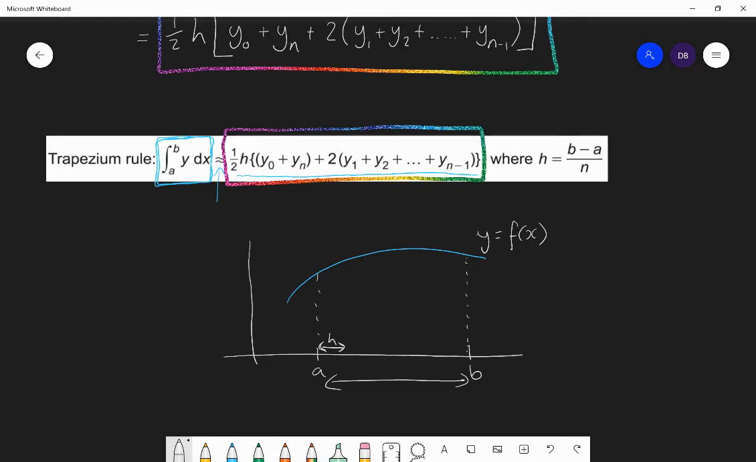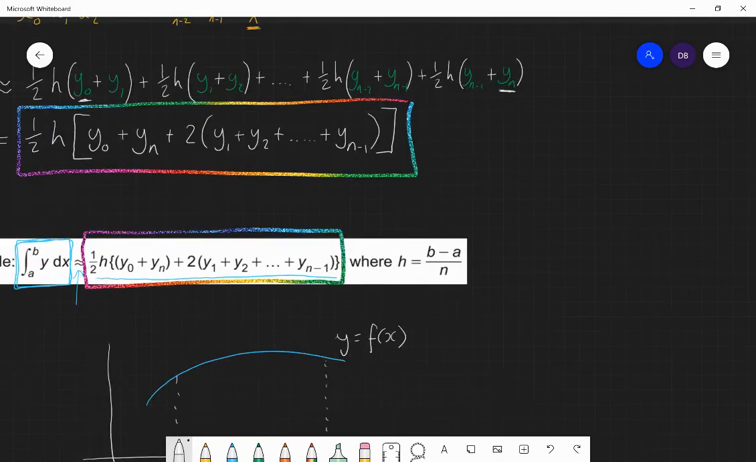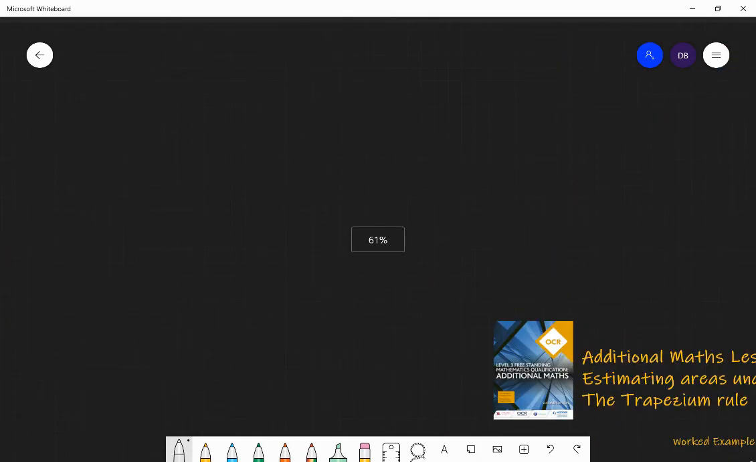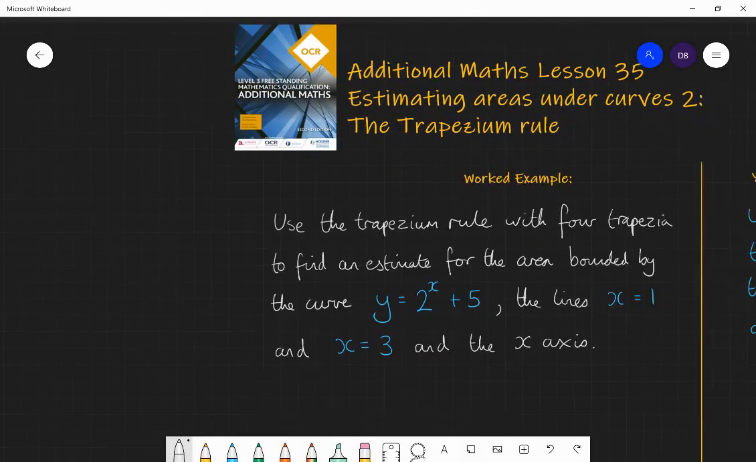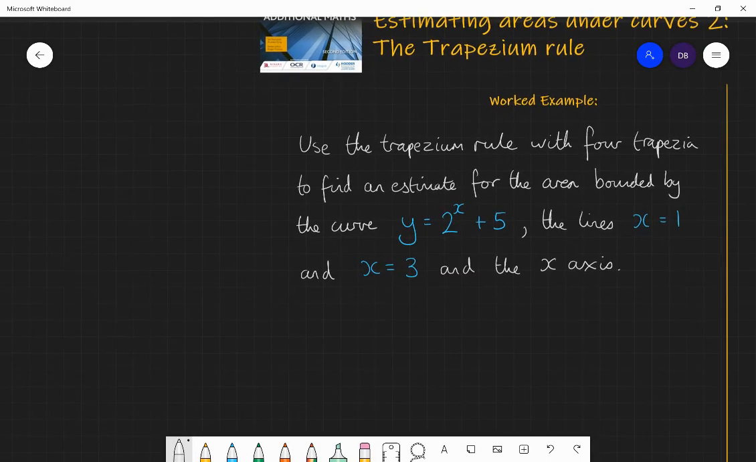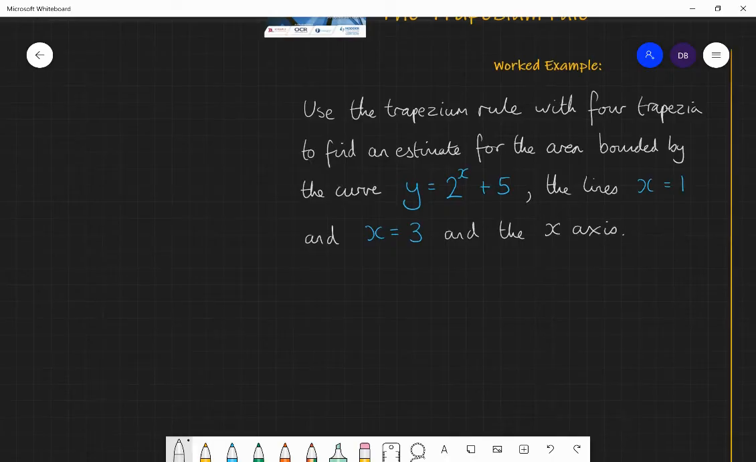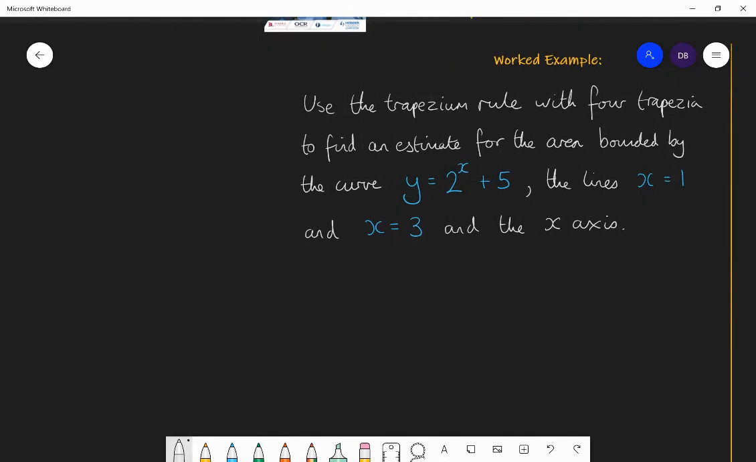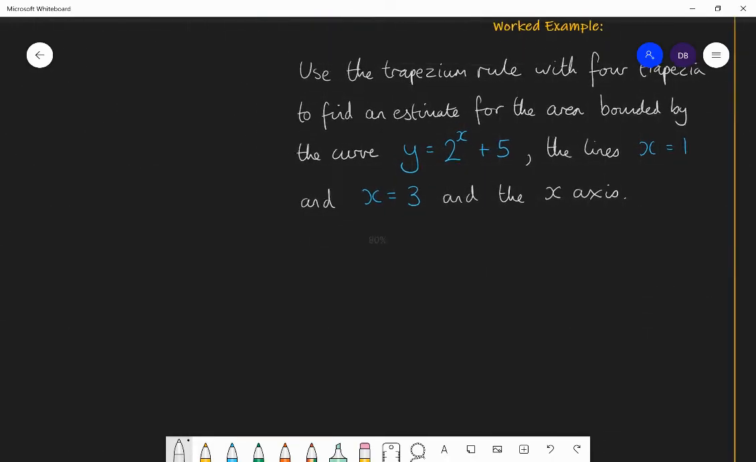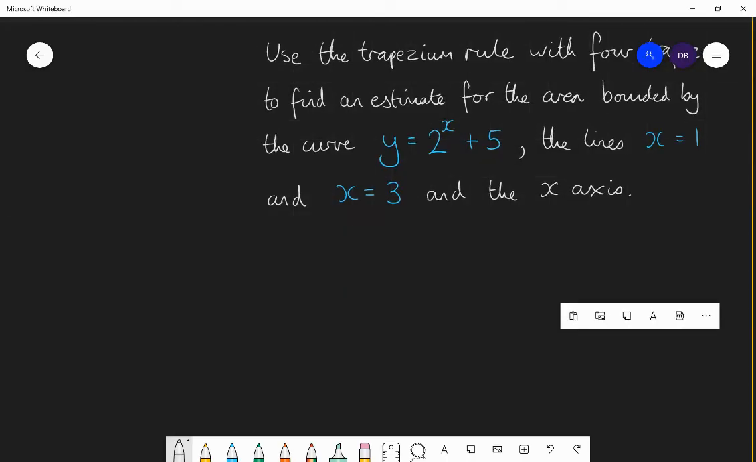Okay, so let's look at this in action with an example. Here it is. Use the trapezium rule with 4 trapezia to find an estimate for the area bounded by the curve y equals 2 to the power of x plus 5 and the lines x equals 1 and x equals 3 and the x-axis.